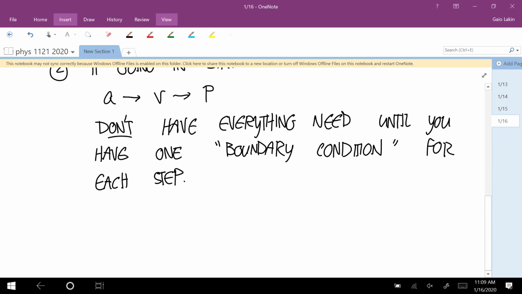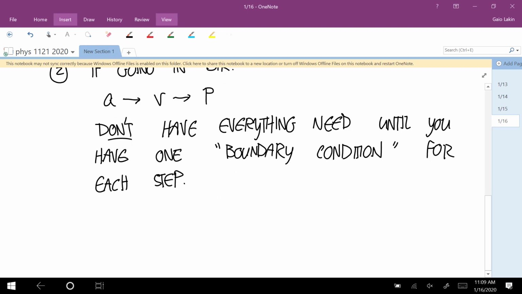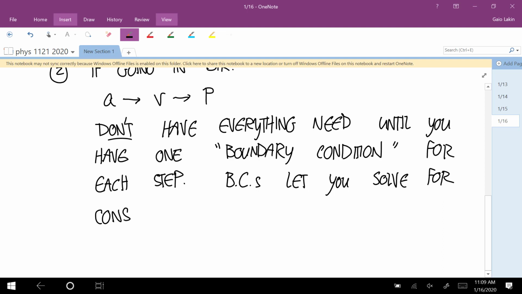The reason for this is in this direction, you're taking integrals with respect to time. And when you take integrals, you have constants of integration. The boundary conditions let you solve for the constants of integration.